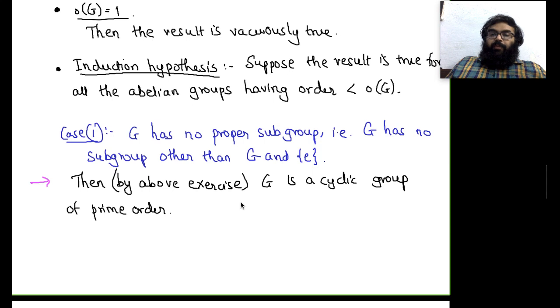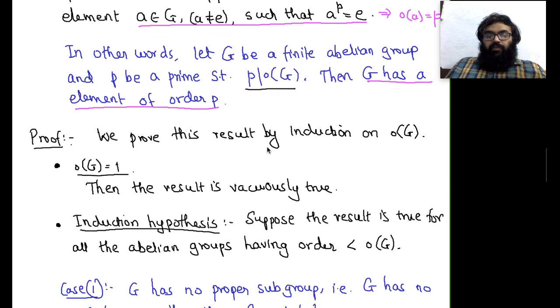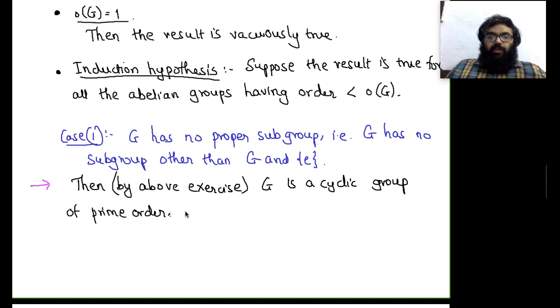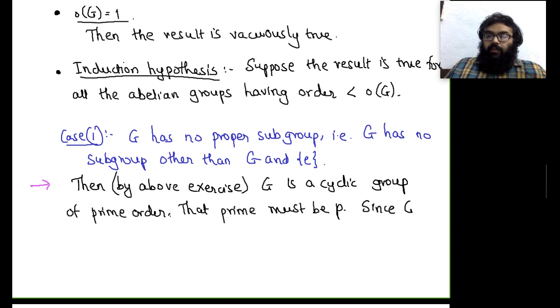Right? G is a cyclic group of prime order, and what we have assumed is that P divides the order of G. So the order of G itself is prime, so that prime must be this P. So G is a cyclic group of order P. Since G is cyclic, it is generated by one element, G equals the group generated by A for some A.